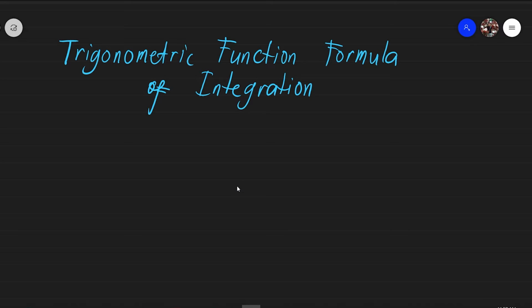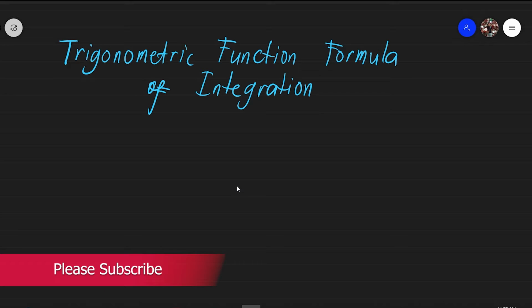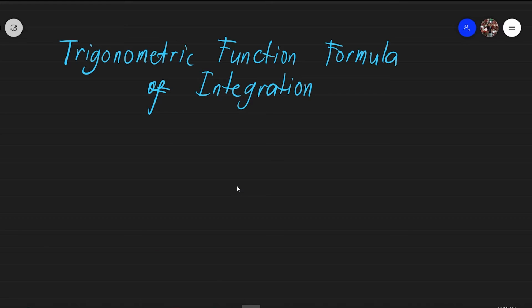Okay, so we will again apply the principle of integration, and that means that integration is just the reverse operation of differentiation. We already have the differential of the six trigonometric functions. Now what we will do here is just apply the principle of integration.